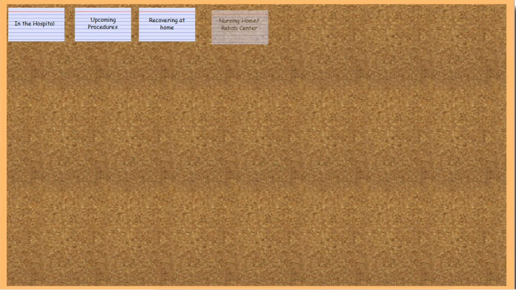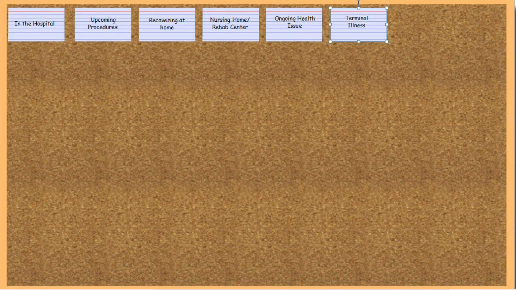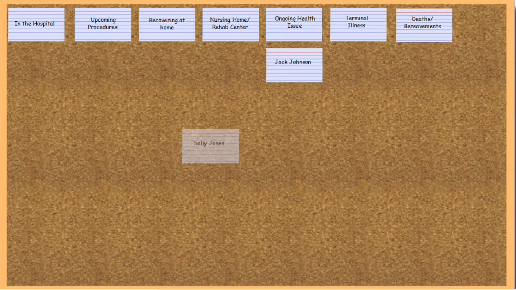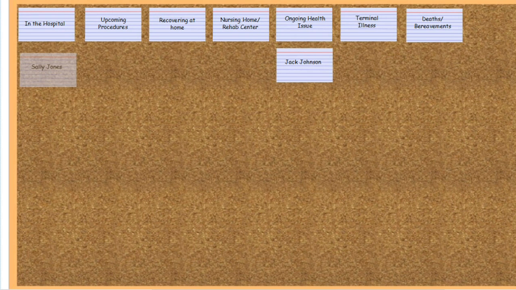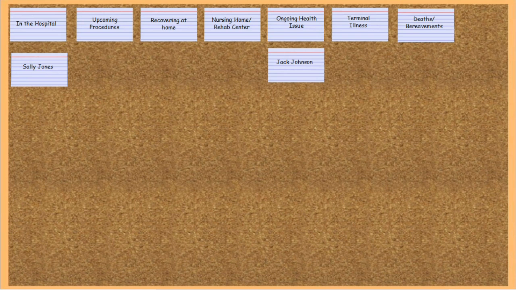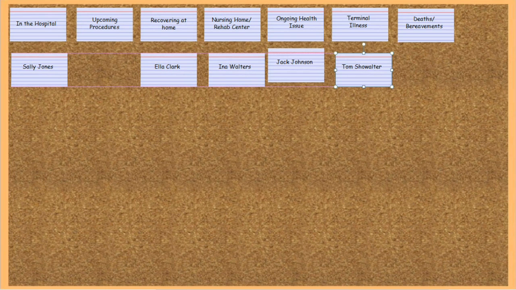The headings for pastoral care might be in the hospital, upcoming procedures or surgeries, recovering at home, nursing home or rehabilitation center, ongoing health issue, terminal illness, deaths, and bereavements. Below each of those headings are a series of cards with the names of people. Sally's in the hospital, John has a surgery scheduled soon, Jim is recovering at home, and so forth.